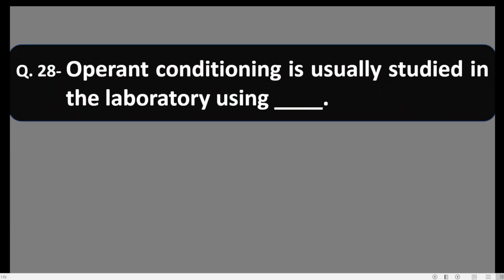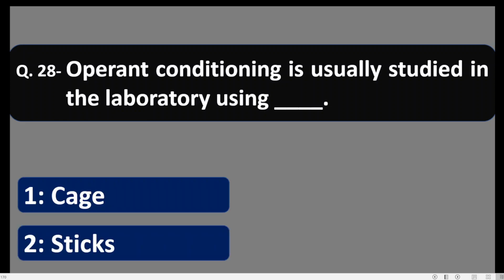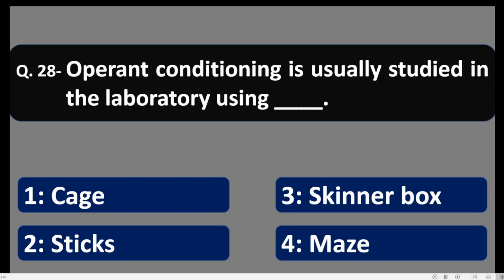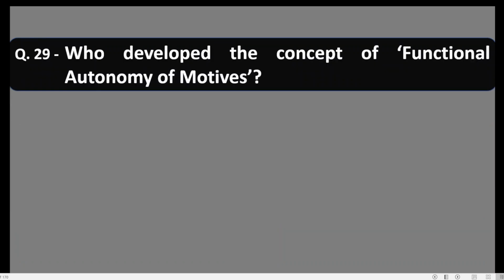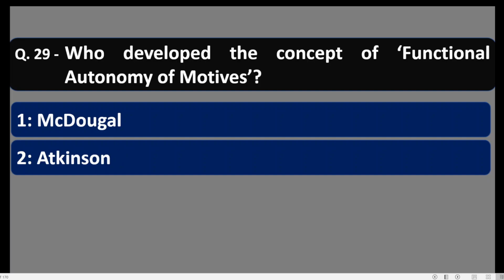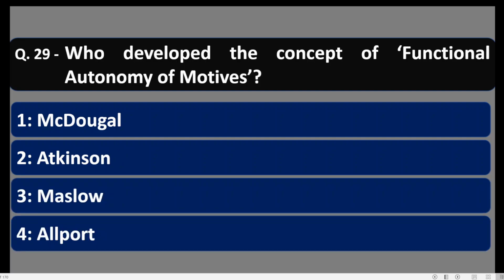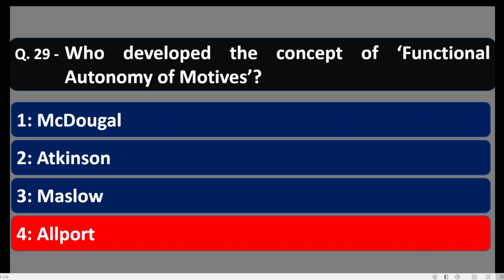Question 28. Operant conditioning is usually studied in the laboratory using: cage, sticks, Skinner box, or maze. So the Skinner box is used for conducting experiments on operant conditioning in the laboratory. Option number 3 is correct. Question 29. Who developed the concept of functional autonomy of motives? McDougall, Atkinson, Maslow, Allport. The correct response is Allport.